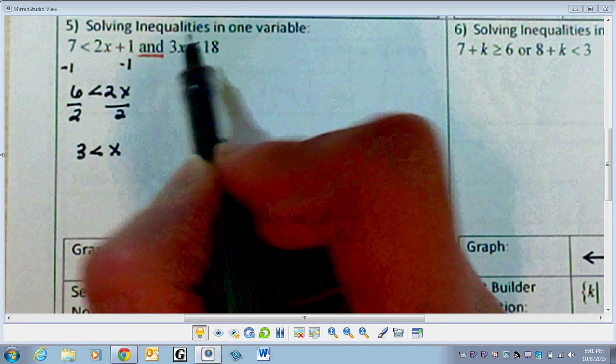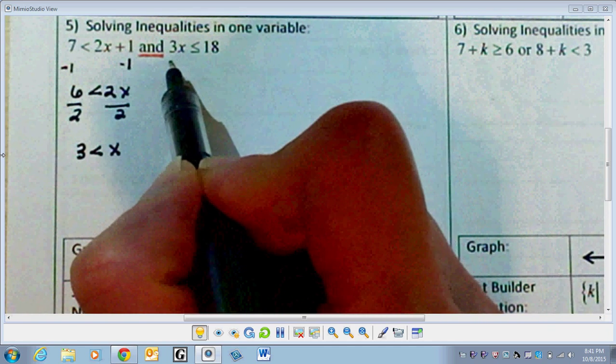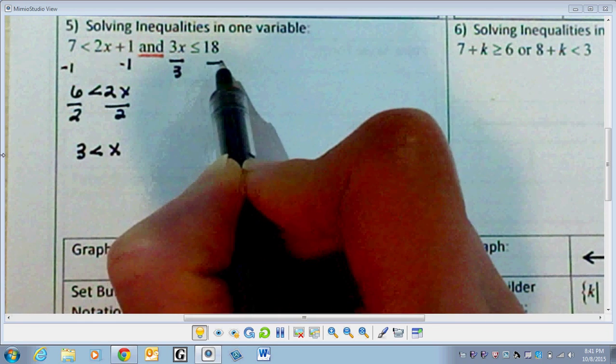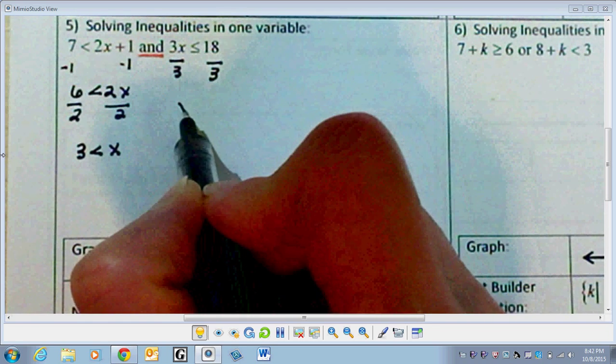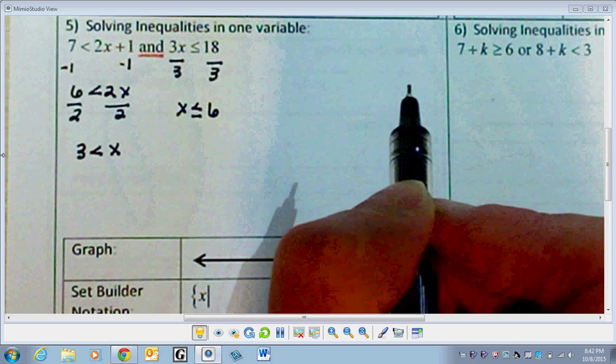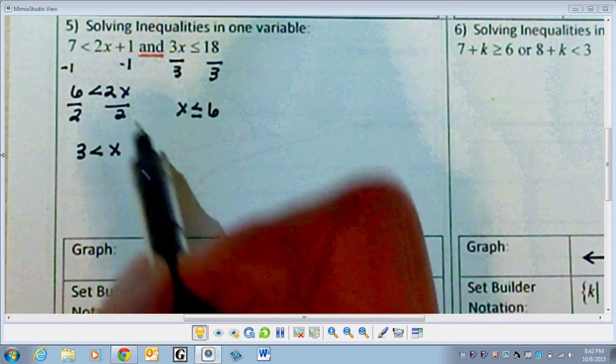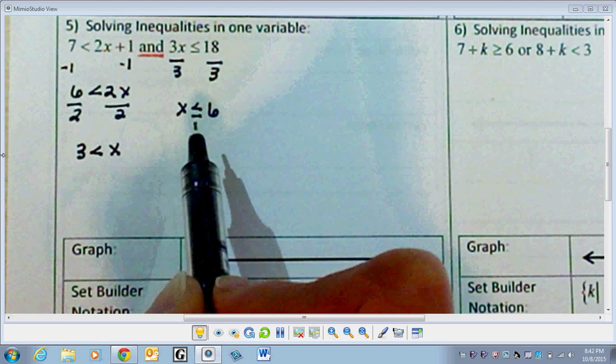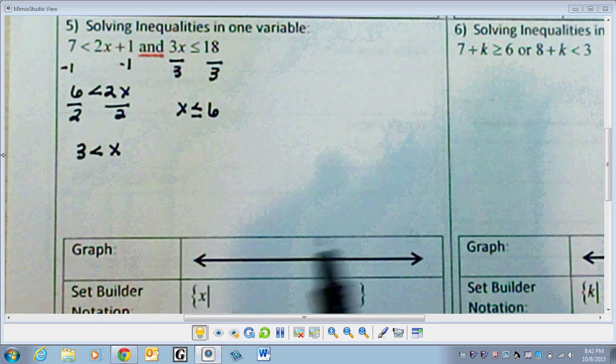Over here, in order to get x by itself, I have to divide both sides by 3, so I get x is less than or equal to 6. So when we think about this, it's already in a nice position for us. Let's look at our number line.